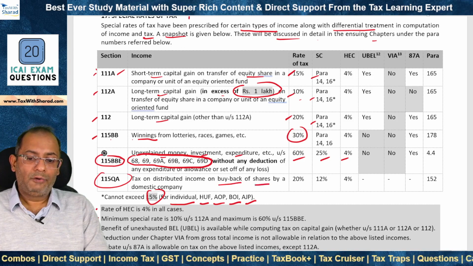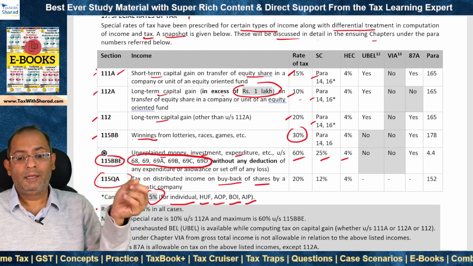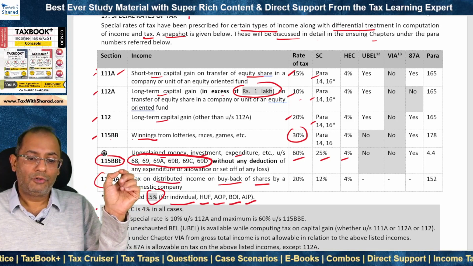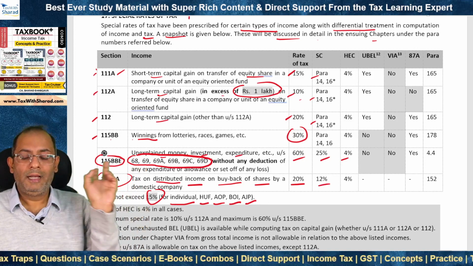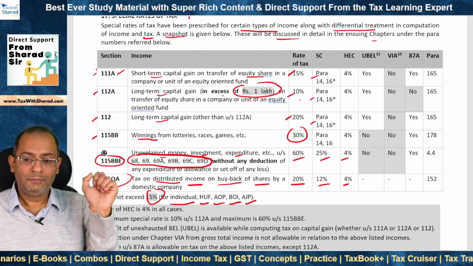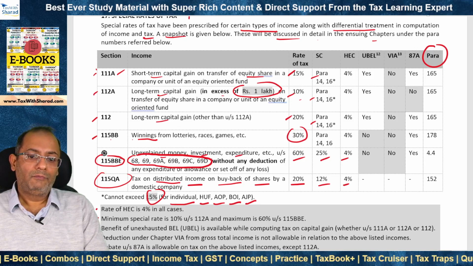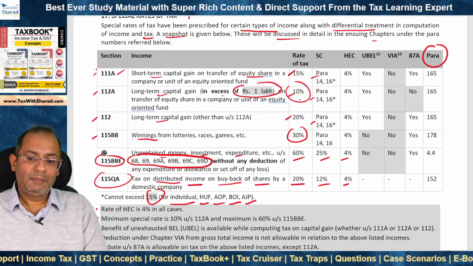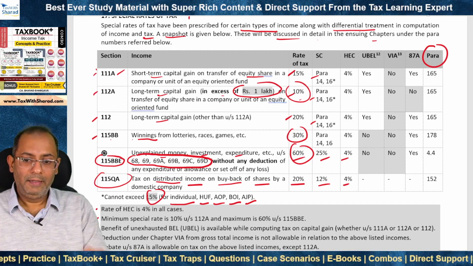In case of buyback of shares by a domestic company, the shareholder is not supposed to pay tax. Instead, the company is supposed to pay buyback tax, and this tax is leviable on distributed income at the rate of 20%, to which surcharge is added at the rate of 12%, and of course cess is at the rate of 4%. So rate of tax ranges from 10% minimum, which is under section 112A, to a maximum which can go up to 60%, which is in the case of undisclosed income, right?